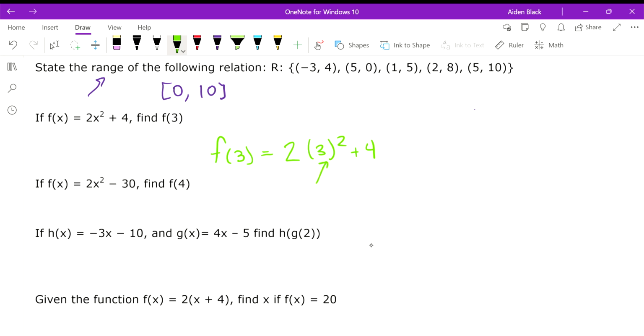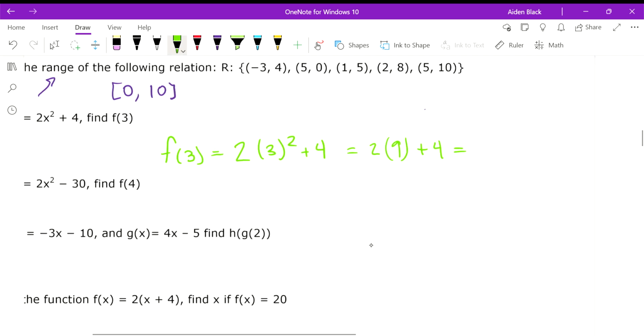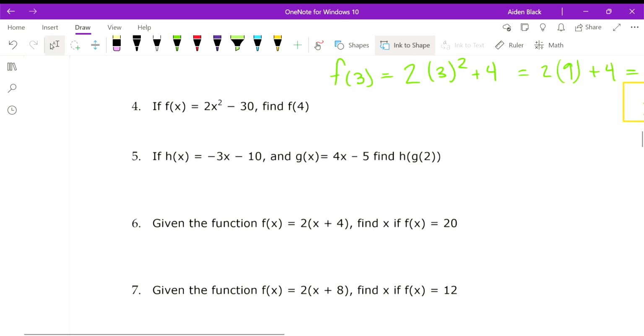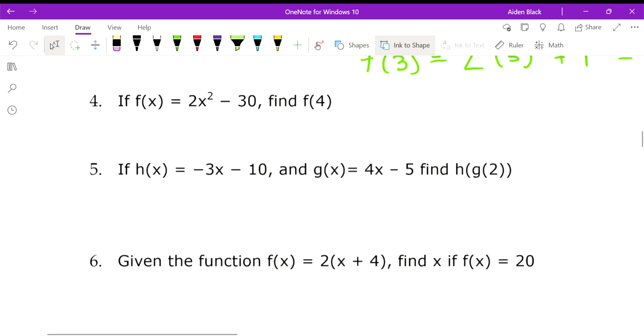Well, when we first square this 3, we get 9. Of course, this is still being multiplied by 2, and then we're adding 4. 2 times 9 is 18, plus 4, and we get 22. So f of 3 equals 22. This is a very important question. These are very important, so make sure you understand what it's asking, and you know how to find what you're looking for.